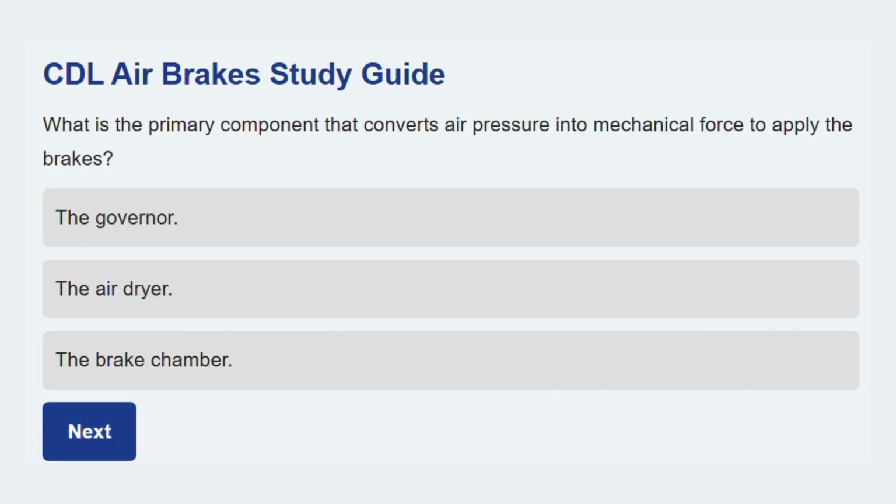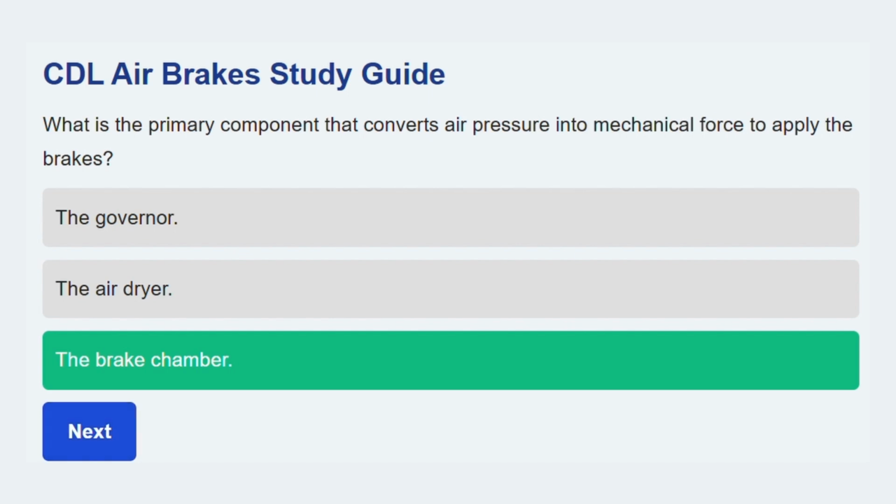On to the next question. What is the primary component that converts air pressure into mechanical force to apply the brakes? The brake chamber. Air pressure pushing on a diaphragm inside the brake chamber creates the mechanical force to apply the brakes.